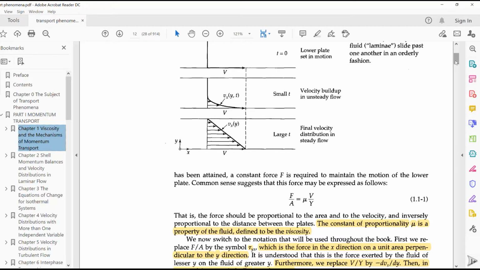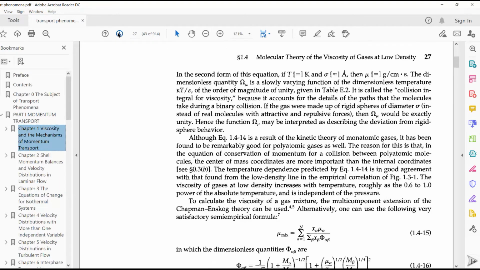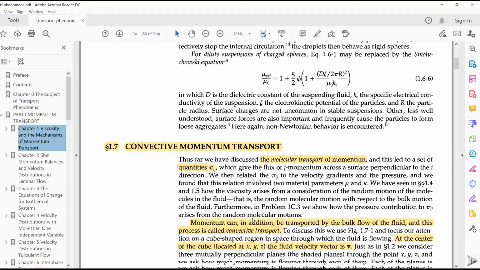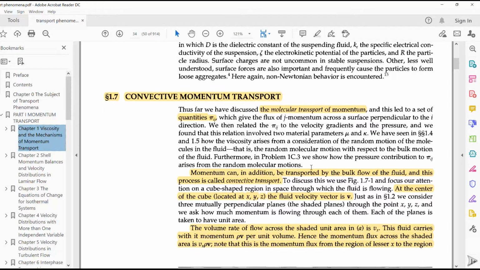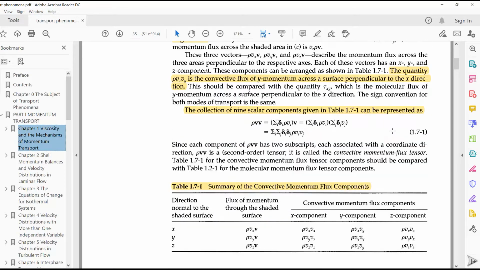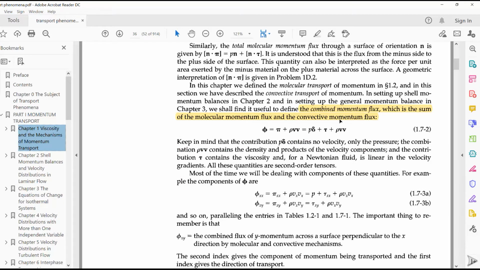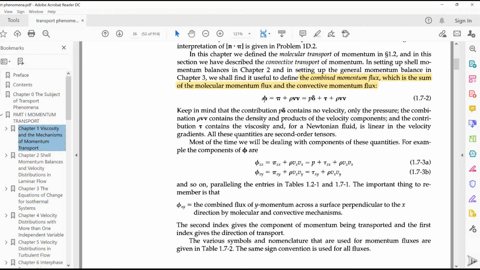Later in this chapter, we define the convective momentum transport. We said the momentum can be transported by the molecular movement, and it can also be transported by the bulk movement. That's why we have to define another term, convective momentum transport. Finally, at the end of chapter 1 we define the combined momentum flux, which is the sum of the molecular momentum flux and the convective momentum flux.